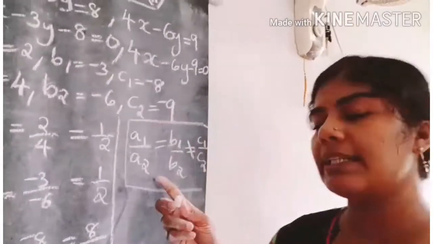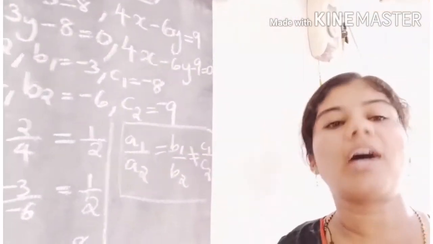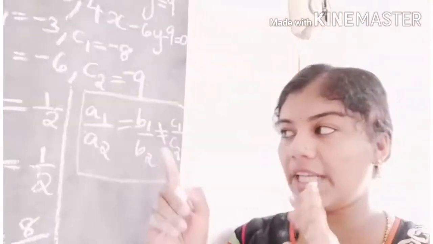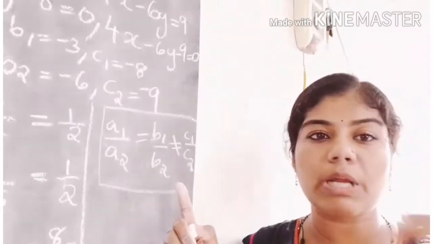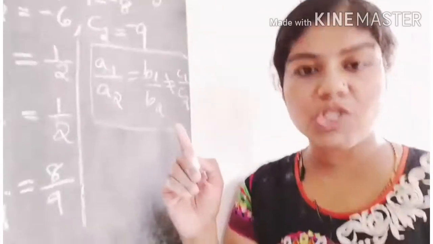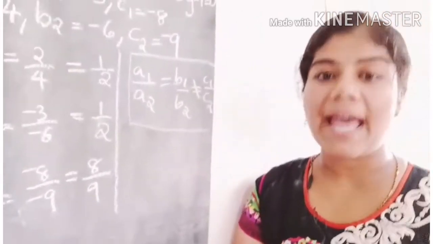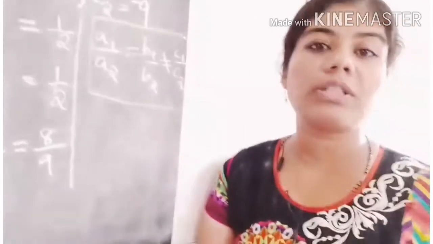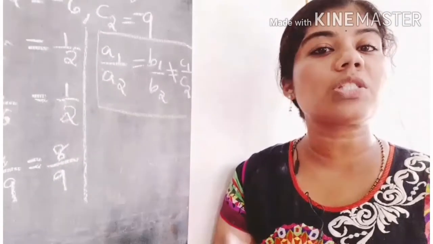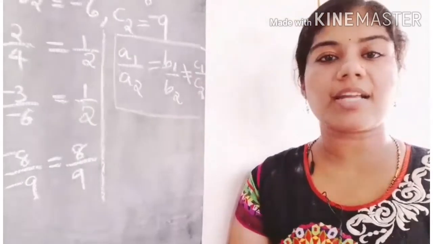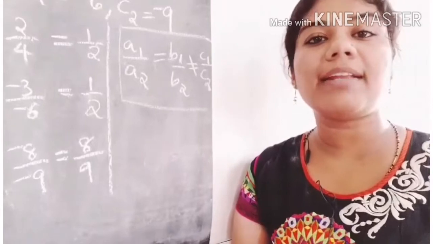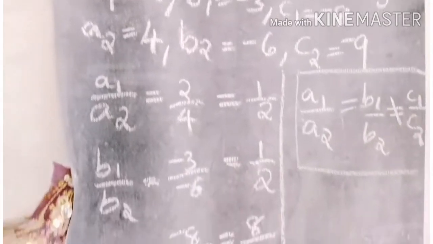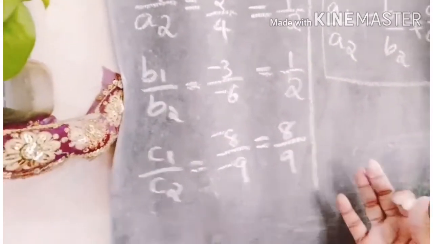If the condition goes like this, how will the graph be? We already studied that. The graph will be parallel lines. If the case is a1 by a2 equal to b1 by b2 not equal to c1 by c2, then the graph will be parallel and you will get no solution. So here in this question we can conclude, if there is no solution, is the pair of equations consistent or inconsistent? It will be inconsistent. Make it clear that if you are getting a solution, then it is consistent. If you are getting no solution, then it is inconsistent.